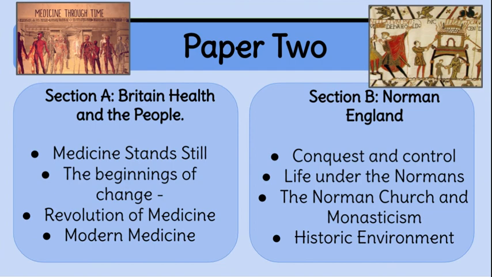Paper 2 looks at British history in more detail. So, Section A is our thematic study, and the theme that we consider is health. So, we look at how the understanding of medicine and how we treat disease changed from the medieval era, where medicine stands still and there is a real lack of progress, to the modern day, where there has been a revolution in medicine. And section B of that exam considers Norman England. So this takes us back to the time period that we investigated at the start of year 7, around the era of the Battle of Hastings.